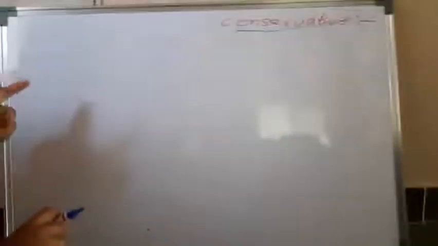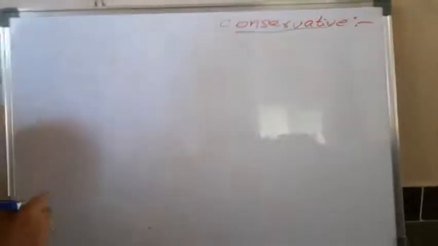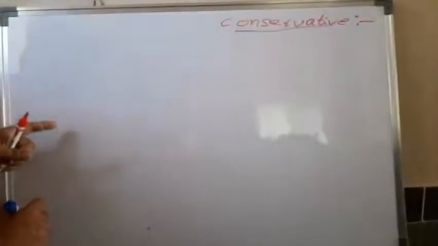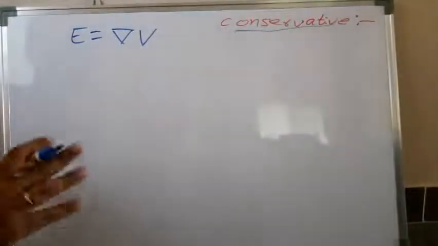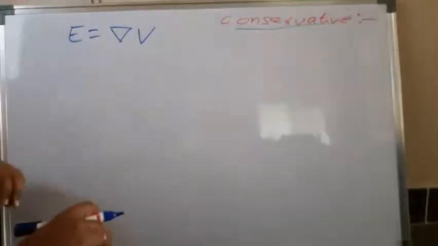And every conservative field can be written as a gradient of a scalar. E is a conservative field. Just now we proved E is a conservative field. It can be written as a gradient of a scalar. Let me say that as V, potential. We will discuss this relation when we are discussing potential in the next videos. Right now just consider V as a scalar, that's it.